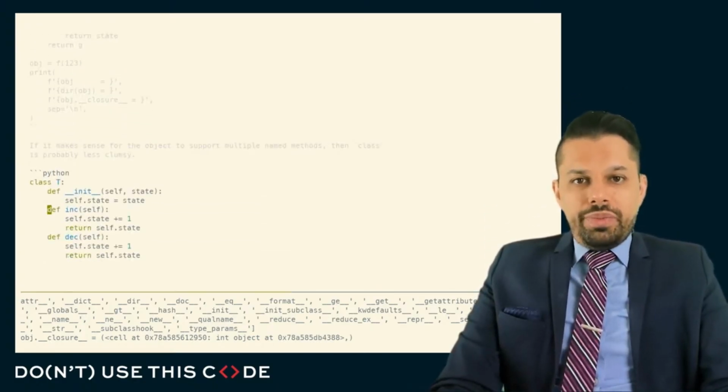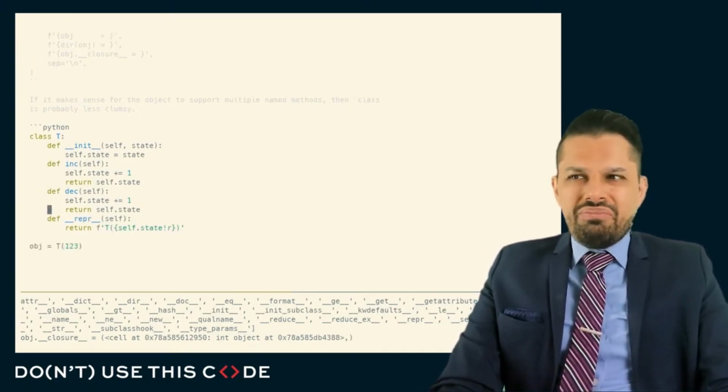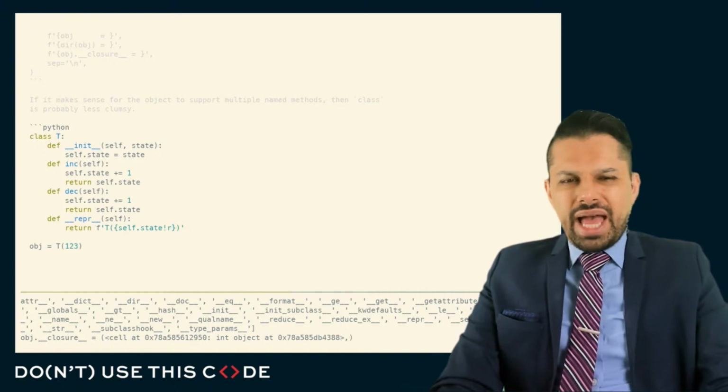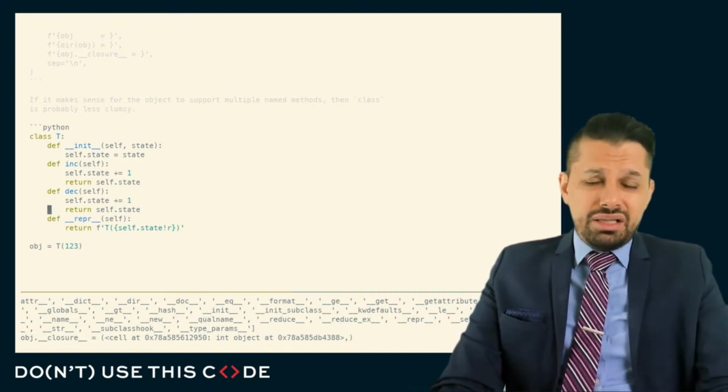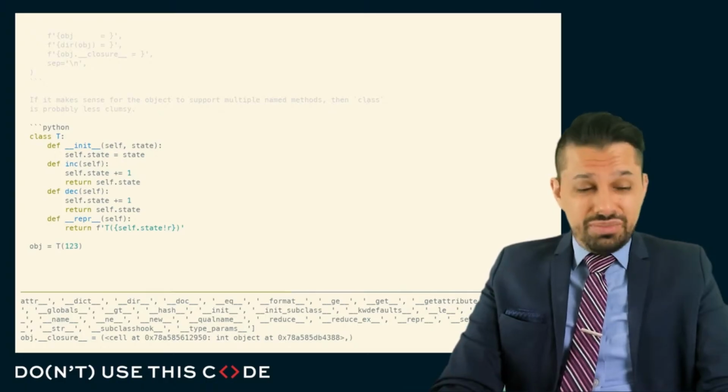If we wanted to implement multiple methods on our object, well, it makes sense that we probably want to write a class, because a closure approach is going to be a lot clumsier. And the generator coroutine approach is going to be even clumsier than that.